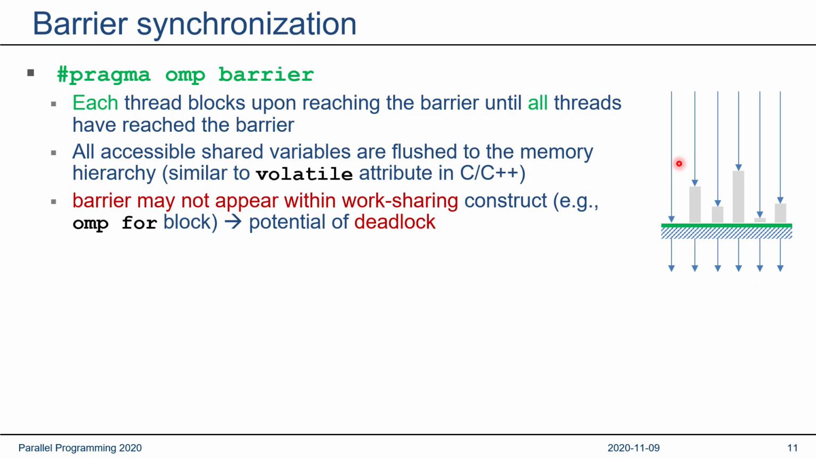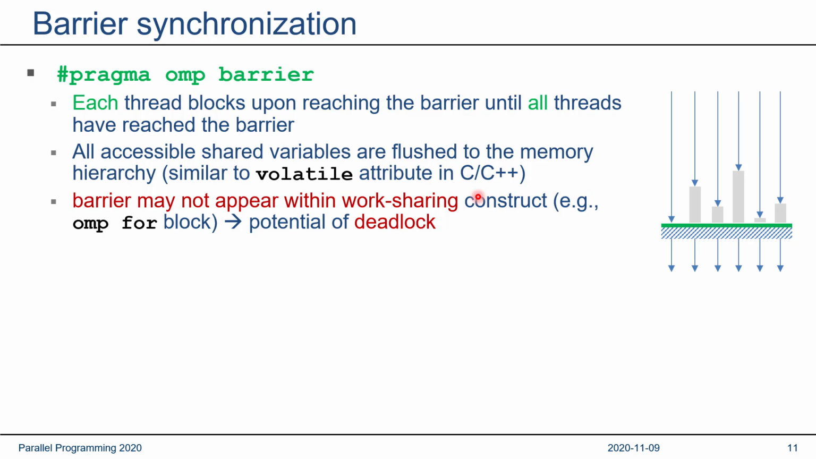The barrier has some important side effects, which will become interesting and important later. So one side effect is that all accessible shared variables are flushed to the memory hierarchy. So for example, if a thread has a variable value stored in a register, then the barrier makes sure that this register value is stored into the memory hierarchy so that in principle all other threads can read it using the normal cache coherency mechanism. So if you think about it, that's similar to the volatile attribute in C and C++.